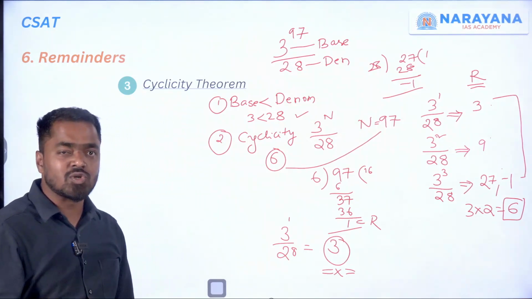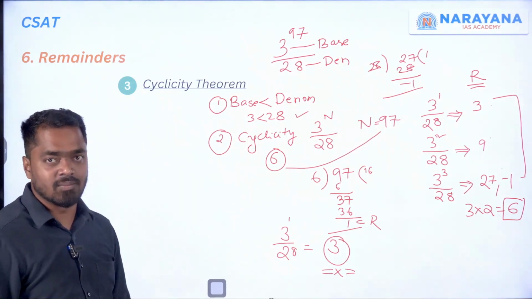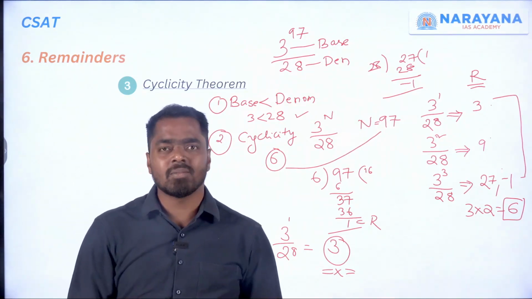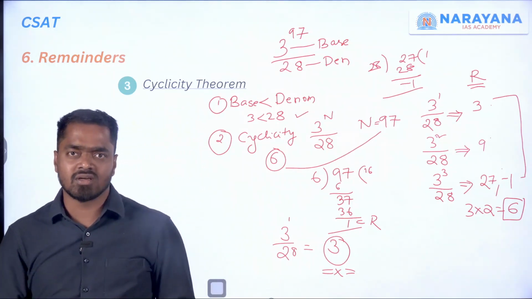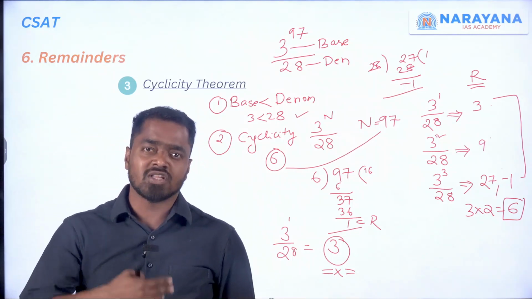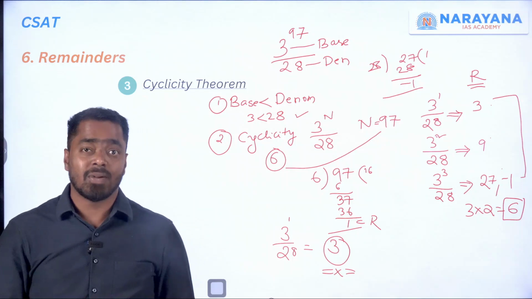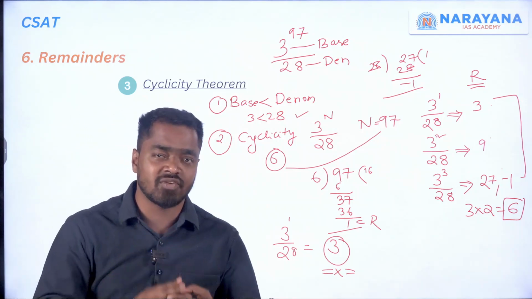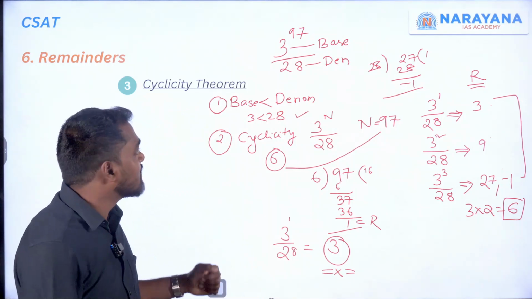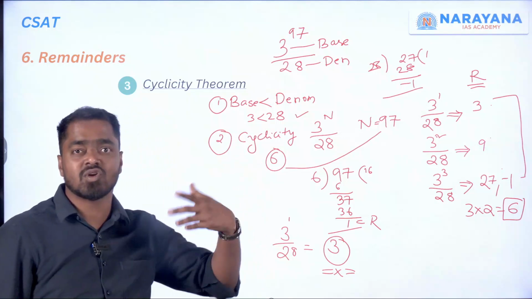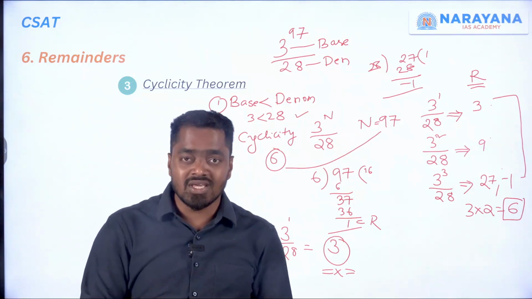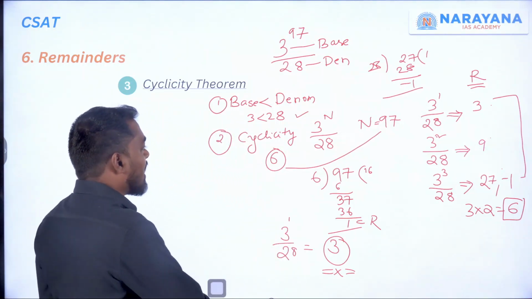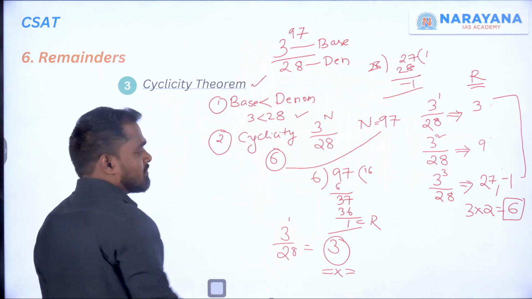So this is how you should apply cyclicity theorem. There will be some expressions which can be solved using simplification rule or otherwise Fermat's theorem. But there are some expressions where you cannot apply the Fermat's theorem. If you see 28, it is not a prime number. So in these kind of cases, you have to apply cyclicity theorem.